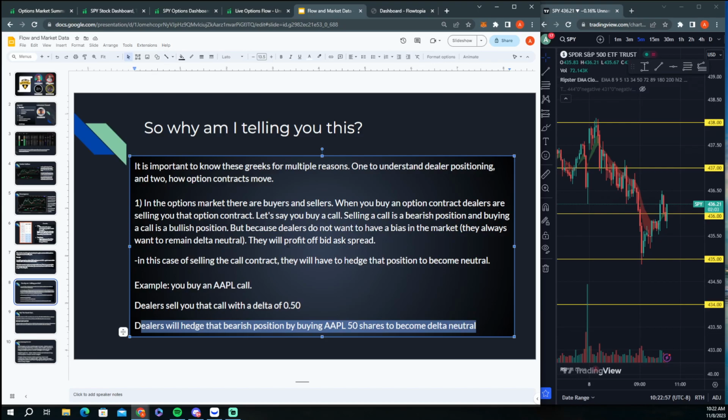So what I mean by that is, since they sold you that Apple contract, they are now going to hedge that position by buying shares, which is the bullish side. So they sold that bearish position, that call contract, by buying shares of the underlying to remain neutral. So that's the delta. That's how they became delta neutral.